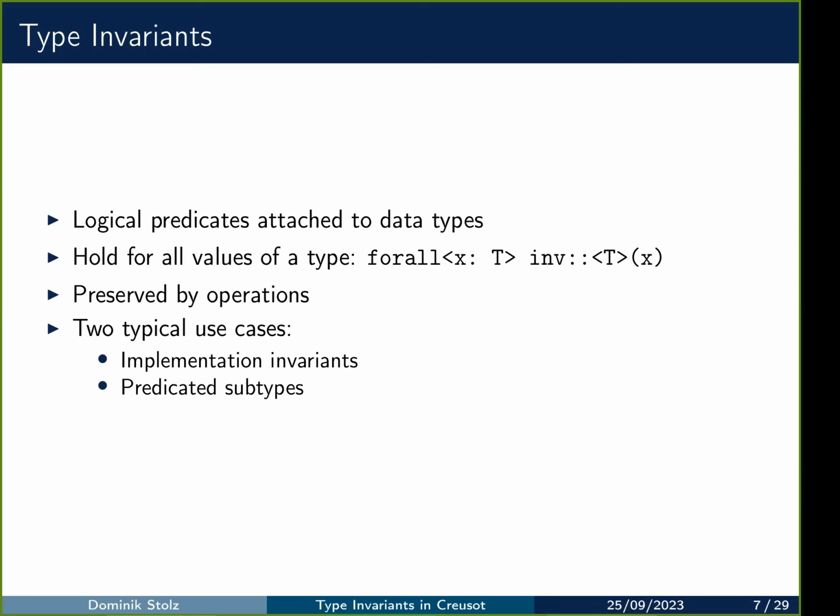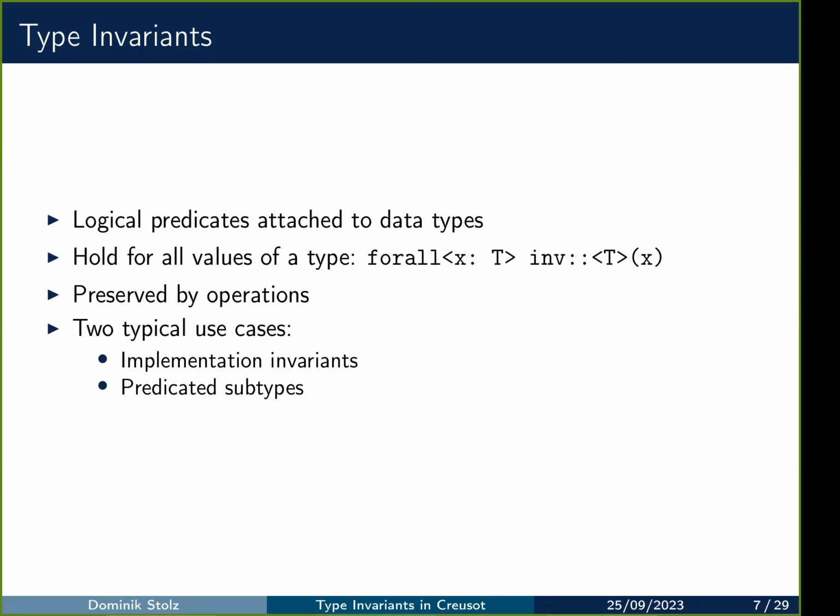And two typical use cases where we want this feature are, for example, implementation invariants, which is, for example, a sorted list, where the invariant would just say that, in fact, all the elements in the list are sorted. And then operations on that list, like insertion or extracting the smallest element, would preserve the type invariant which says that the list is sorted.